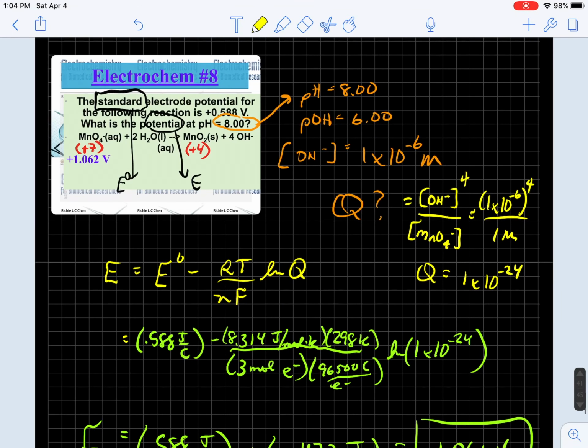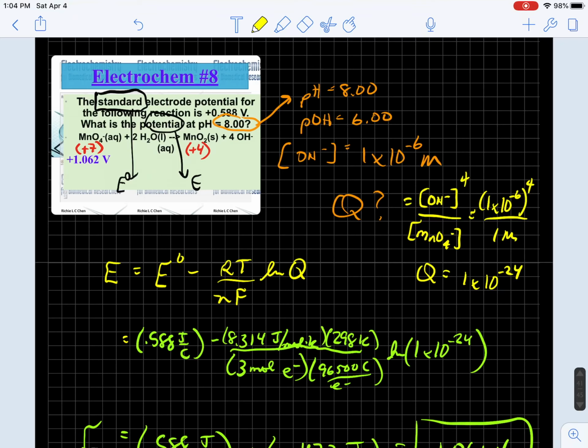Now the last question, like this one. Standard electropotential for the following reaction. So they give us E naught. E naught is 0.588 volts. What's the potential when the pH is 8? So if I'm looking at the reaction, I'm producing 4 moles of OH minus. So fine. One, I have to recognize that the pH gives me a pOH of 6, and that gives me an OH minus concentration of 1 times 10 to the minus 6.